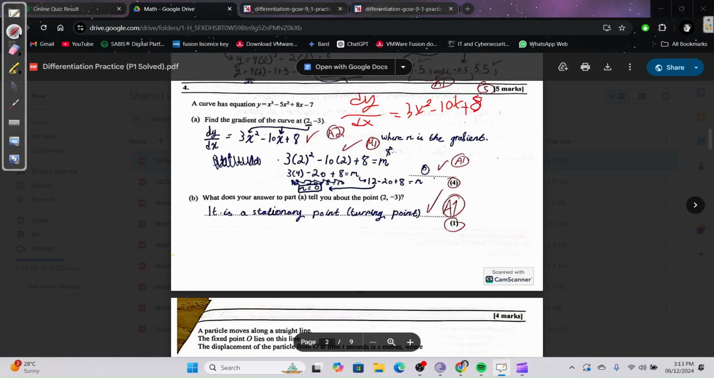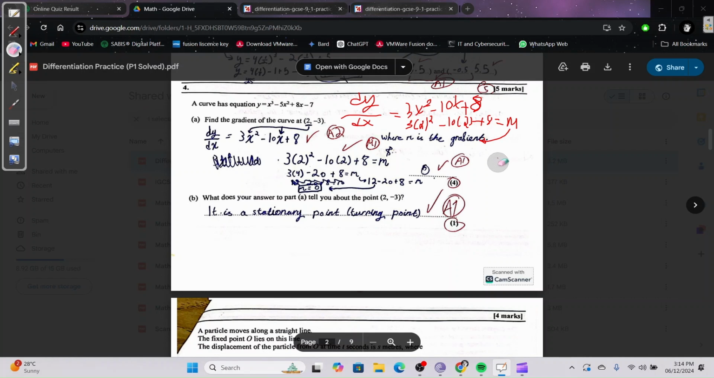This is our derivative. Now you substitute the x value in our derivative function here. Okay, so 3x squared, so 3 times 2 squared, minus 10 times 2, plus 8, is equal to the gradient, which we'll label as m, where m is the gradient.